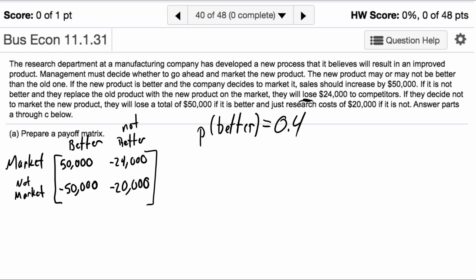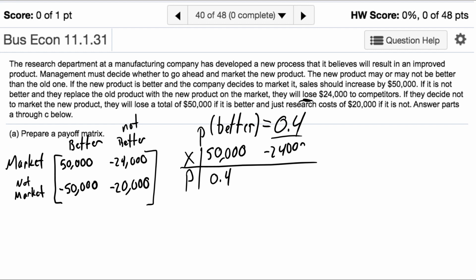So then to find our expected values here, all we have to do, this is just like Unit 2. It's just like the finance project when we're trying to find expected values. We got our X's and our P's. So marketing, if we market it and it's better, that's $50,000. And the probability that's better is 40%, 0.4. So 0.4 would be its P. And then not better, that's negative 24,000, and its probability is 0.6. So that's if they market.